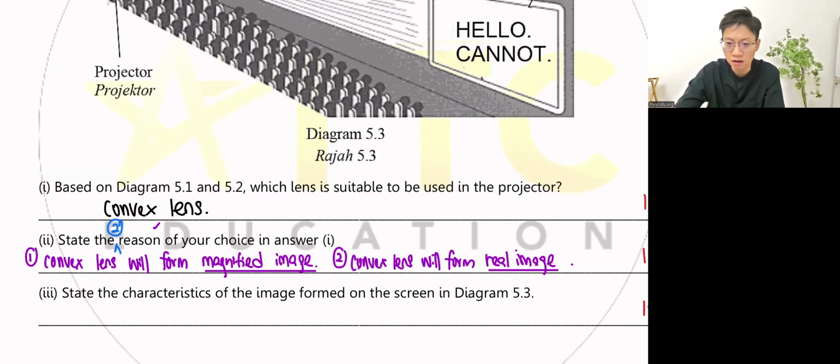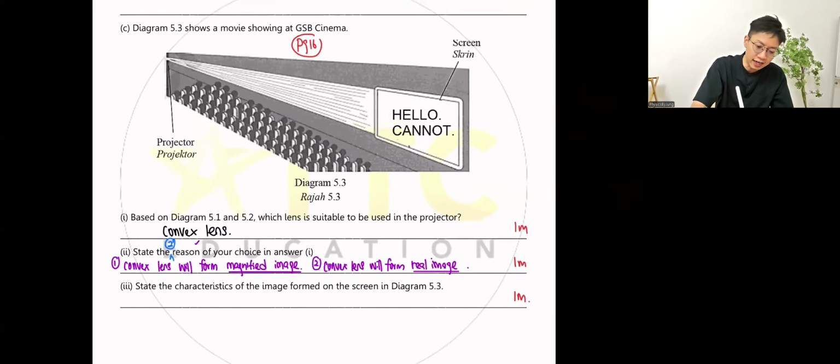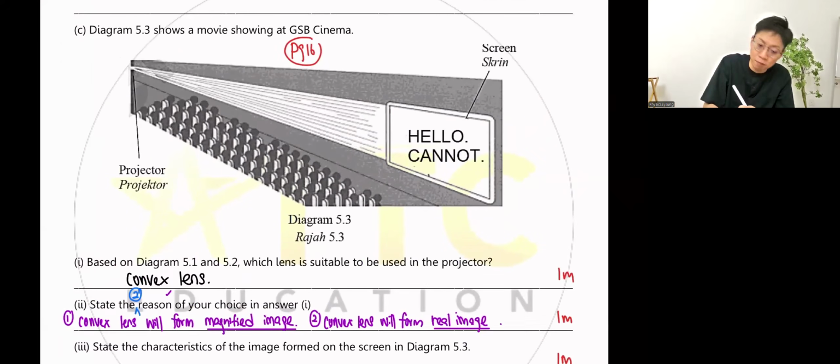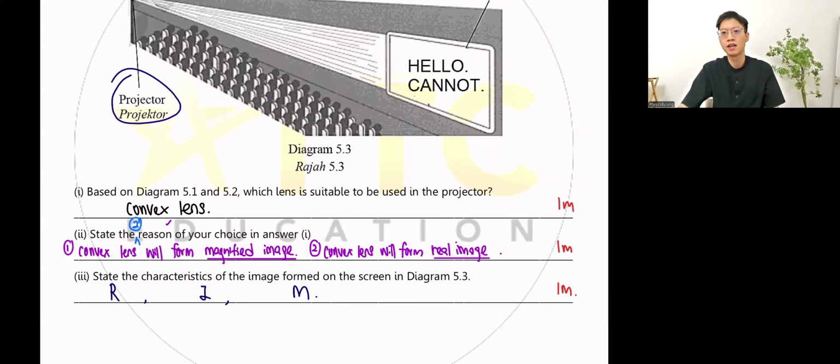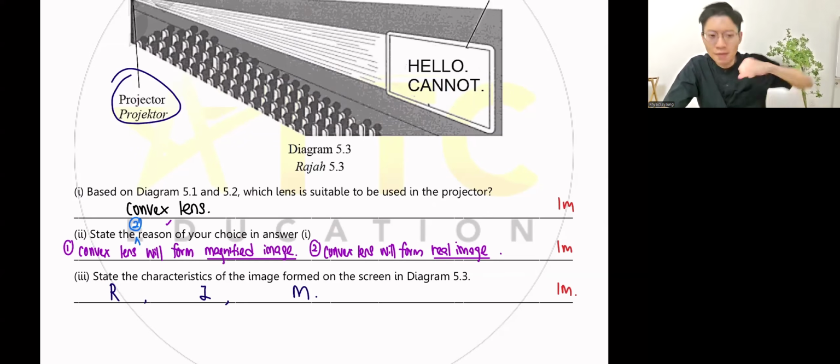Because of this, since this is a convex lens and this is a projector, the projector will form a real, inverted, magnified image. So guys, if you are not greedy, by knowing characteristics and application, you can already score marks. But obviously it's not enough. You come to the seminar, you don't want to get only 3 marks, right? So we want more, right?